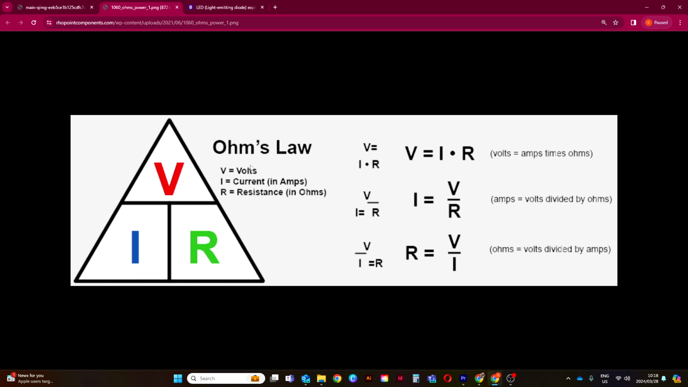But what does this mean for us? How will we be using this to calculate for LEDs? Now, LEDs have a thing called a forward voltage. Each color of LED has a different forward voltage and thus will have a different resistance value. All of them, we can generalize at a current draw of about 20 milliamps.